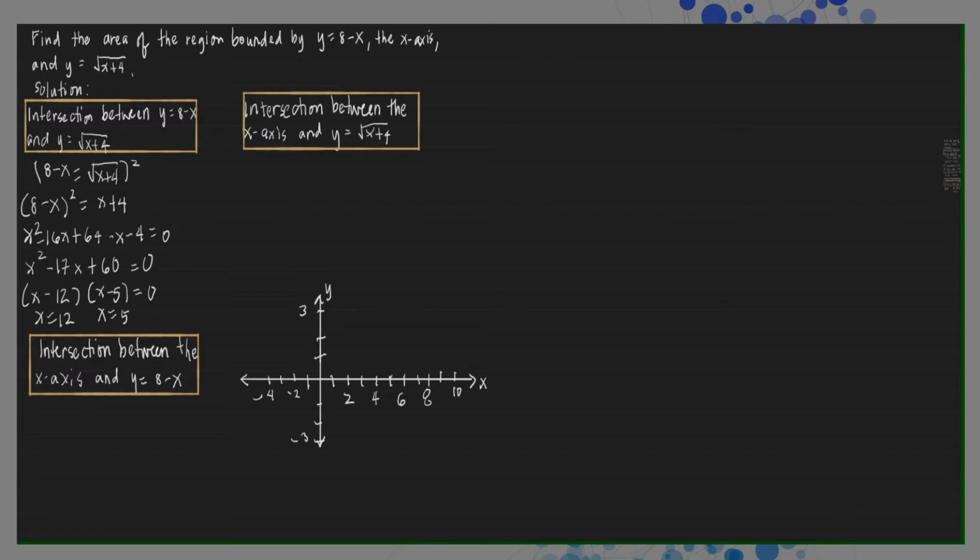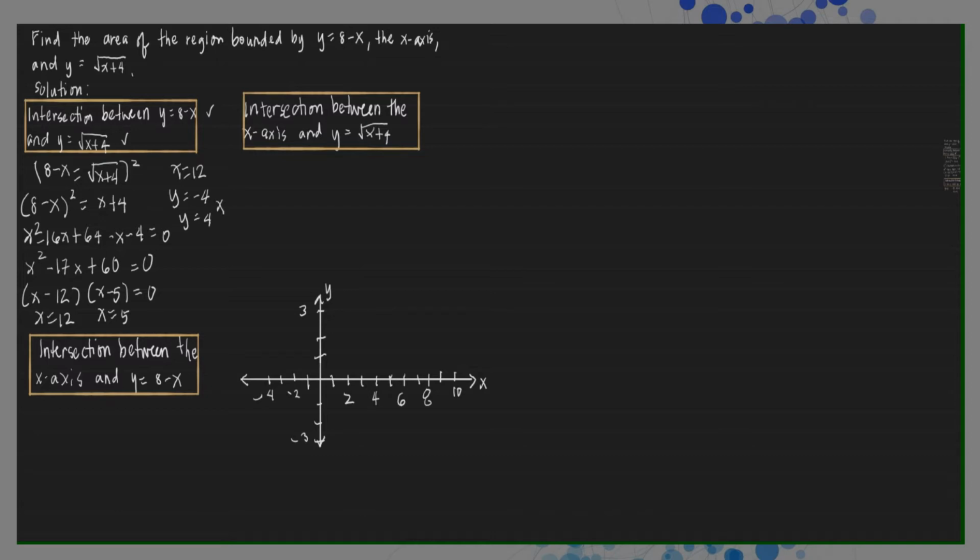So when we use x equals 12, notice that there are two different values of y that we will be getting. When we substitute 12 into y equals 8 minus x, we get negative 4. And when we substitute 12 for x in y equals square root of x plus 4, we get positive 4. So we got two different values of y, which means this is not a point of intersection.